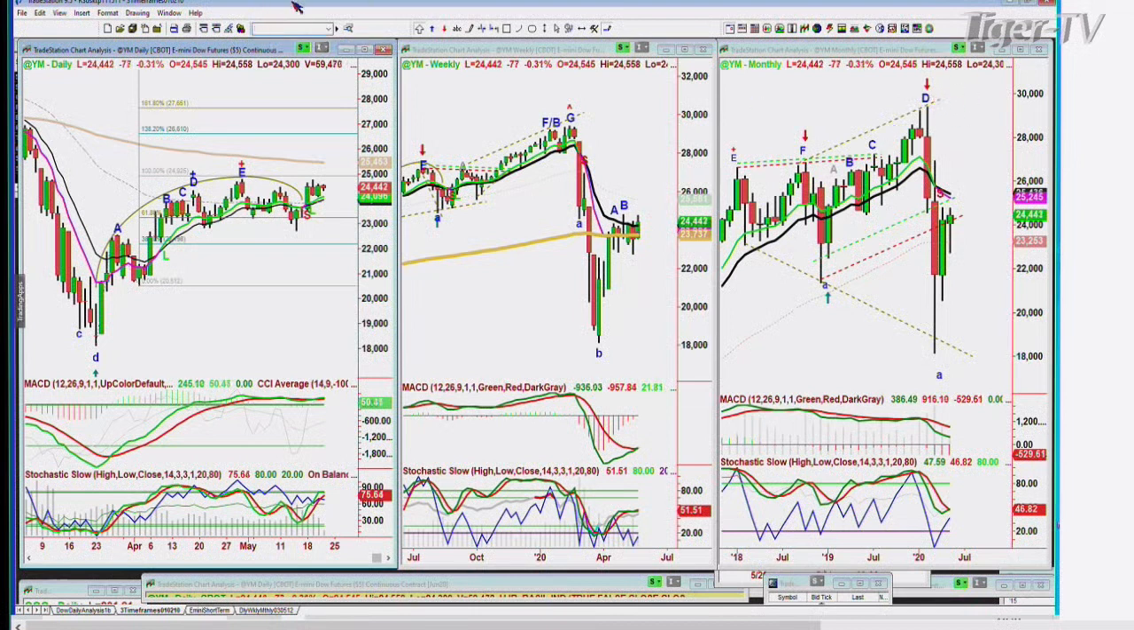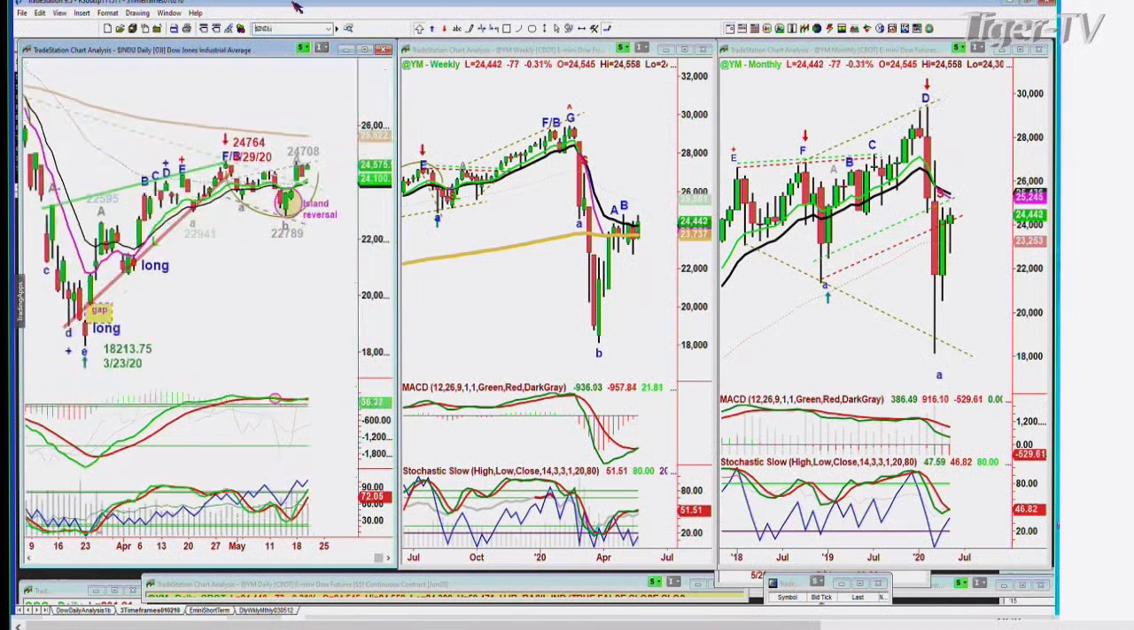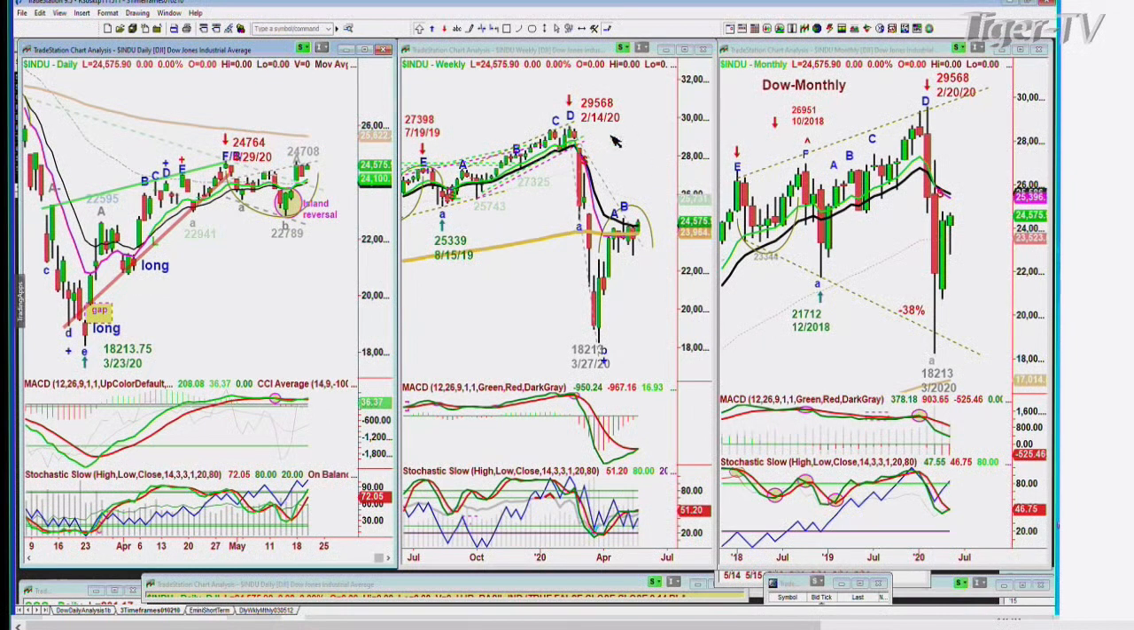Look at this Dow. This is the cash. The Dow cash goes to peak D, the week of the 14th of February at 29,568. Look at that plunge from 29,568 to 18,213, a 39% decline. That's big. And then we see a really good rally, and that monthly chart went to a peak D. So that can be quite potent.